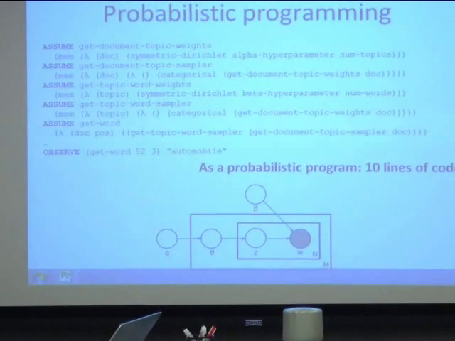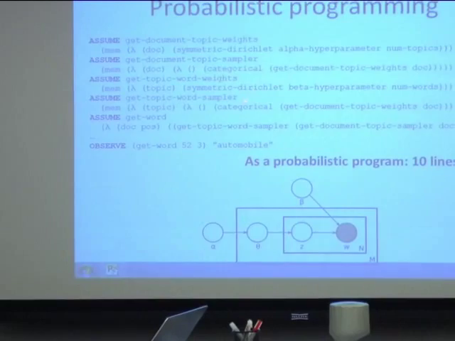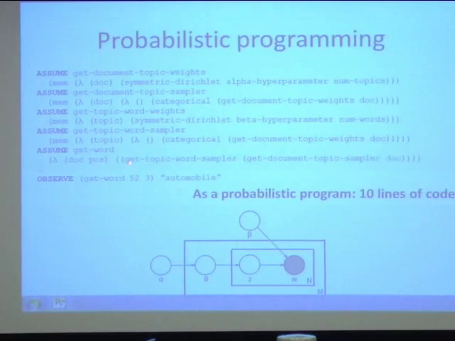Yes, I can show you how it happens here. So you can see that we want to observe that this is equal to automobile. Let's say automobile has ID number 5. For example, if you enumerate each word from 0 to 500, automobile is 5. So this is being evaluated, and we evaluate the function getTopicWordSampler.